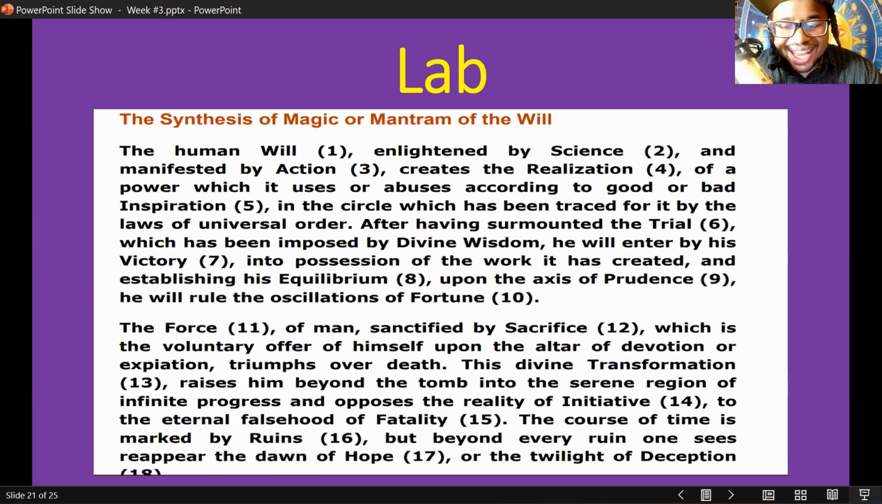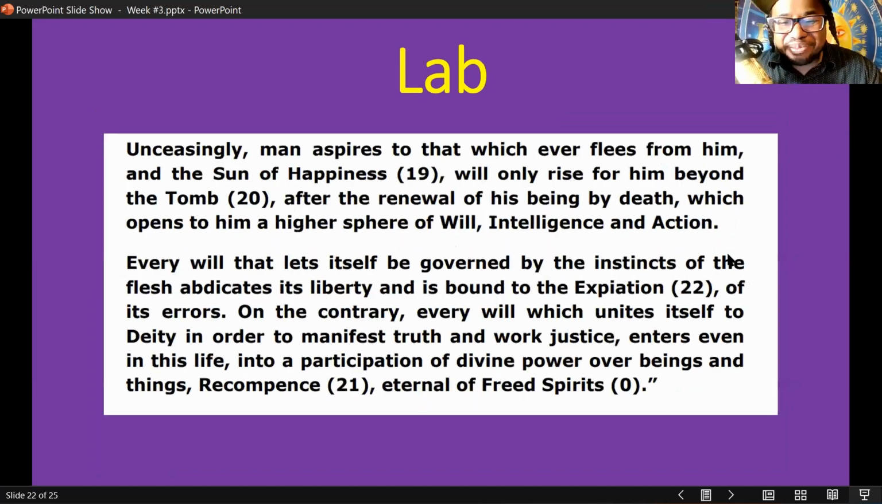Man, oh man, I had so much of an epiphany dealing with that number 18. Oh my God. Okay. Anyway, so unceasingly, man aspires to that whichever flees from him, and the son of happiness, number 19, happiness, that's Leo, will only rise for him beyond the tomb. Number 20, that's the moon.